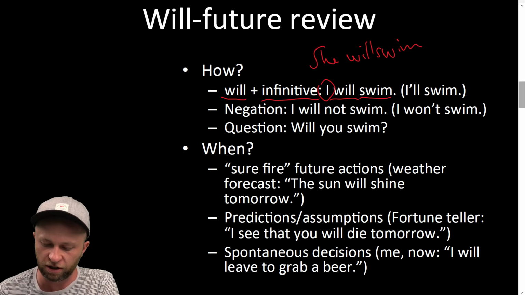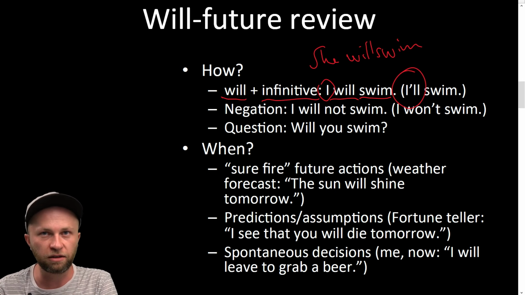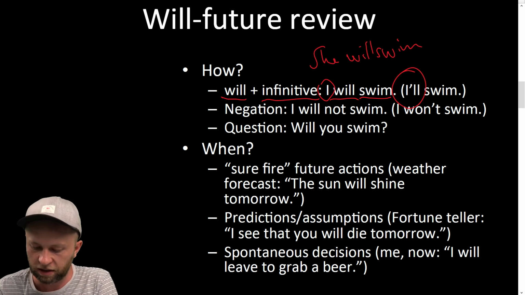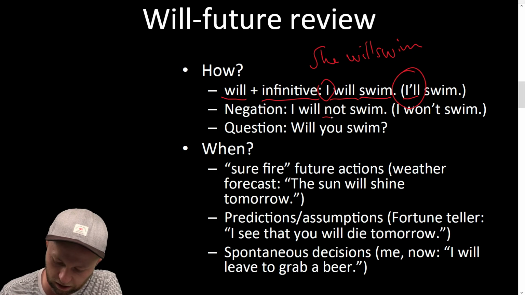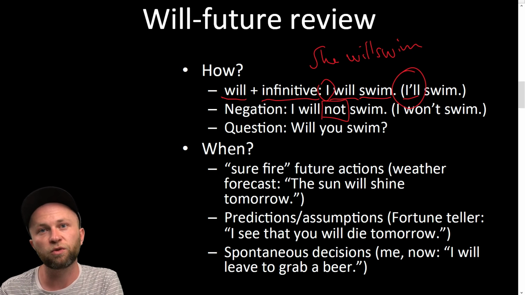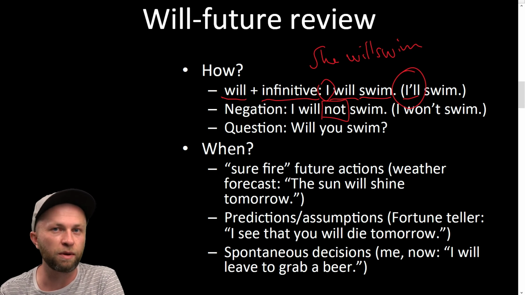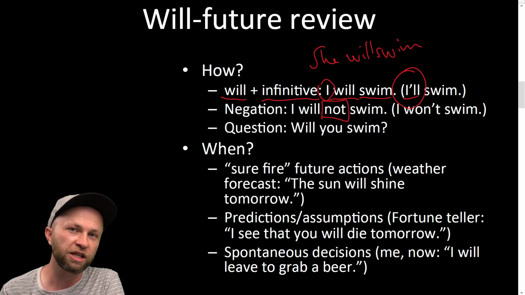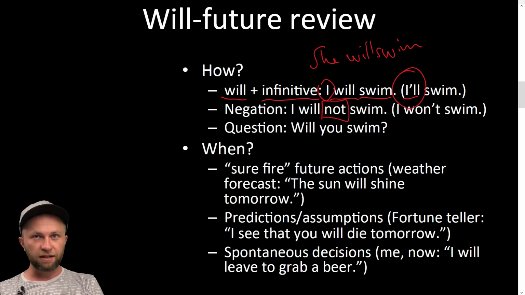Then the negation. First and foremost, there is a short form, I will. So you just drop the W and the I, and you make a short form, I'll swim. And then we've got the negation. The negation is formed with the not that you can see here. And there's also a short form, for example, I won't swim. So you will not swim in the future. And there's also the question, will you swim? Will she swim? Will we swim? And so on and so forth. Quite easy. Still remember it.